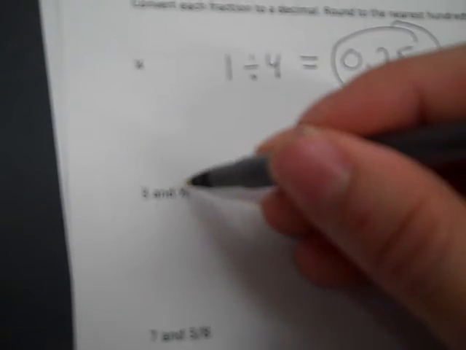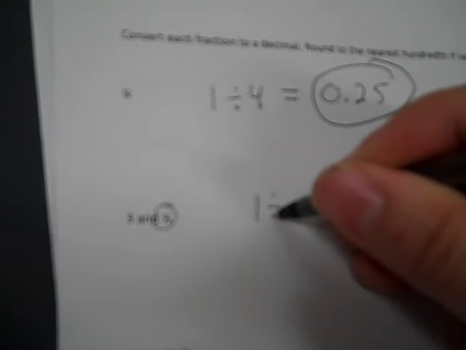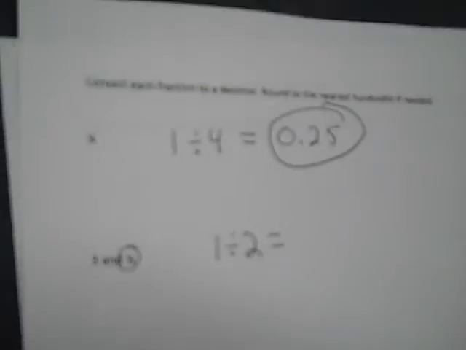So I take 1 divided by 4, okay? So that's going to be 0.25. Okay, 3 1/2. Now, forget about the 3 for a second. Let's just look at the 1/2. So 1 divided by 2. We'll have to do something with the 3, but not yet.